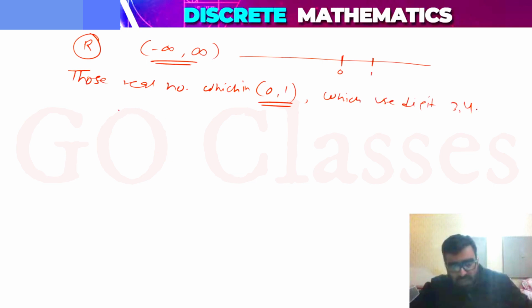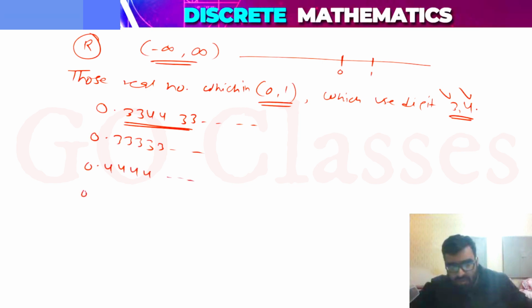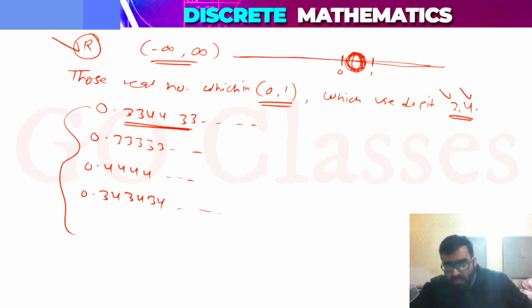So basically what I want to say, these are the real numbers we will see, for example 0.33343 and so on. You can see all the digits are using only 3 or 4. For example 0.33333, for example 0.44444, for example 0.343434. So these are the real numbers I am talking about. Let's see the set of these real numbers, because of course this is a very limited set of real numbers. This set is somewhere here inside, and of course the set of real numbers is a very big thing, but we will prove that this itself is an uncountable set.